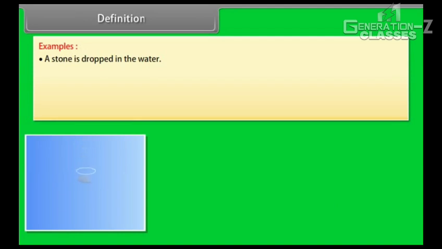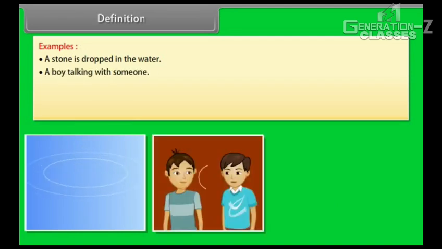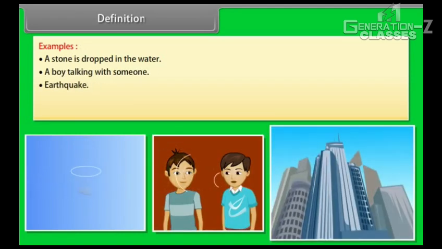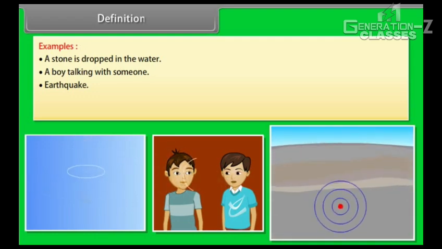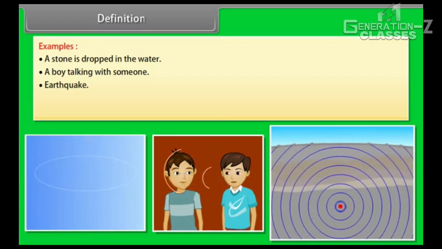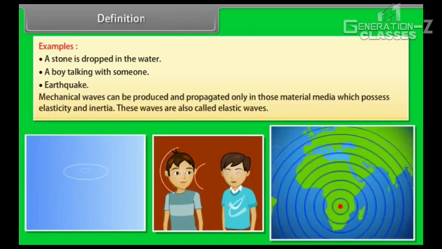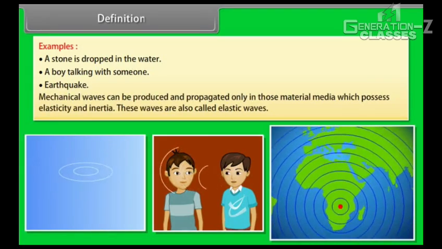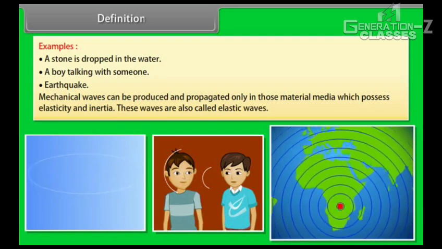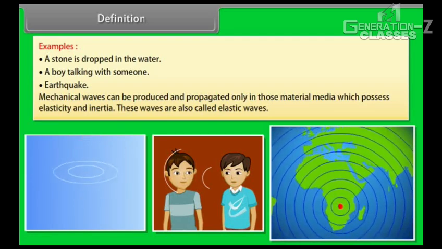A stone dropped in water, a boy talking with someone, and earthquakes are some examples of wave motion. In this chapter, we shall study mechanical wave motion. Mechanical waves can be produced and propagated only in those material media which possess elasticity and inertia. These waves are also called elastic waves.